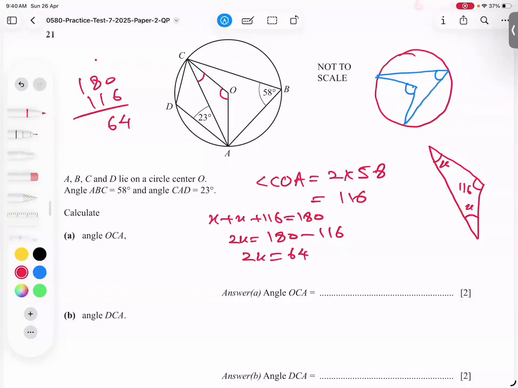So x becomes 32, and we're looking for the same angle, this one. So I got 32. So 32 is here, 32 is here, and this is 116. And he's asking for DCA. Where's DCA? DCA is this one. So it is only dependency.